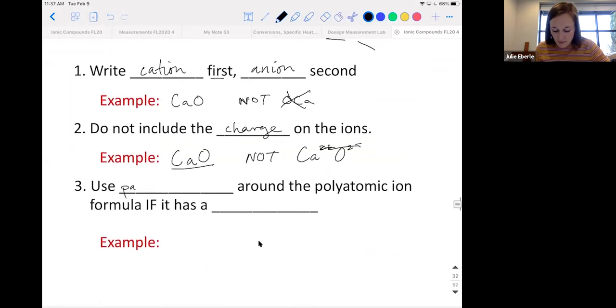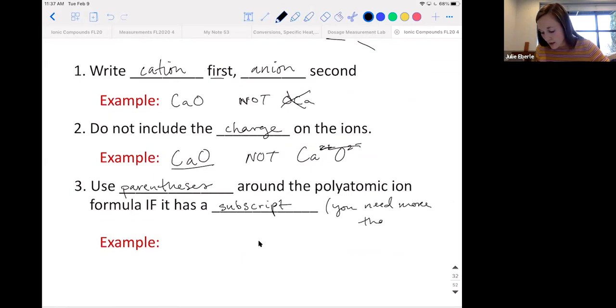Next, use parentheses around the polyatomic ion if it has a subscript, meaning you need more than one. If you have to write a number for a subscript, that means you need more than one. For example, with the magnesium and the phosphate on the slide previous, we needed 2 phosphates. So we had to put that whole polyatomic ion in parentheses and write that subscript outside of it. Okay, that's what we did.